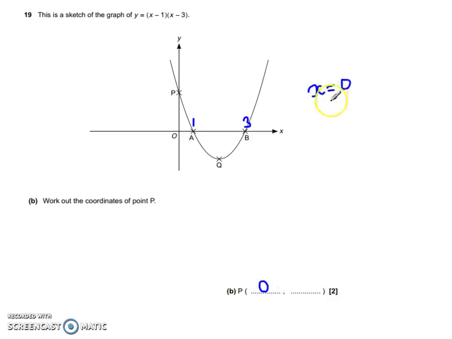Now because we know that x is 0, I can substitute this into our equation, just like I did before with the y values. So I'm going to have y equals 0 take away 1 in my first bracket. So 0 take away 1. And then in the second bracket, I'm going to replace x with 0 again. So 0 take away 3.